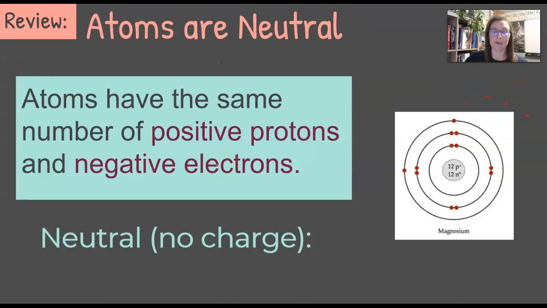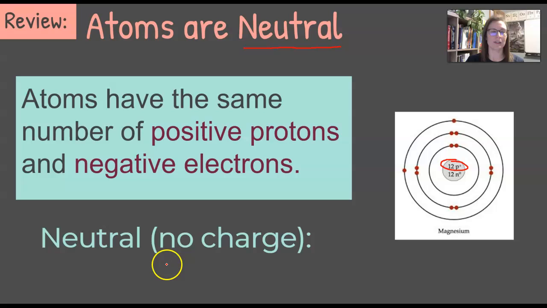All right, so we're still reviewing, so you still don't have to write this down in your notes. Atoms are neutral. We've been talking about this for quite a while, and what this neutral word means exactly. So remember, atoms have the same number of positive protons in the nucleus and negative electrons out here in the electron cloud. So this element magnesium has 12 protons in the nucleus, but it also has 2, 4, 6, 8, 10, 11, 12 electrons in the electron cloud.